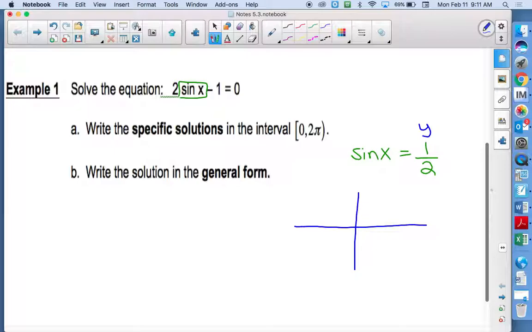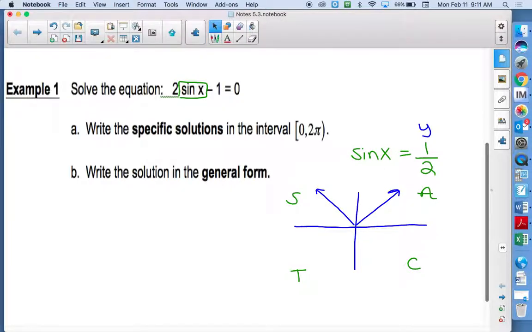Where's the sine positive? Let's start with that, because we have a positive 1/2. So where's sine positive? Quadrant 1 and 2. So sine is positive in quadrant 1 and 2. Remember, all of them are positive in the first. Sine is positive in the second. Tangent third. Cosine fourth. So then we need to think of an ordered pair that has a 1/2 as the y value, and then the angle that would be attached with that ordered pair. That gives us the specific solutions from the interval of 0 to 2 pi.